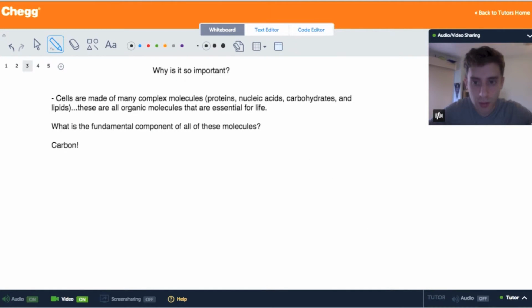So why is it so important? Living organisms are primarily made up of carbon. That's because of the many complex molecules that all living organisms are made up of, such as proteins, nucleic acids like DNA and RNA, carbohydrates, or lipids. They're all essential for life, so they're found everywhere. And the fundamental component, that huge skeleton backbone of these molecules, is carbon. So carbon serves as the perfect builder of these complex molecules, and we'll see why in a second.